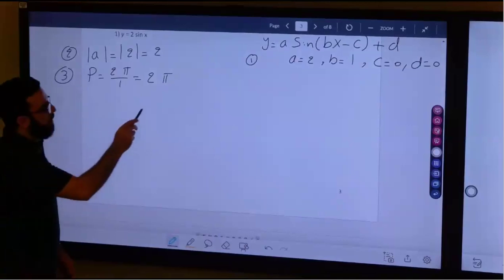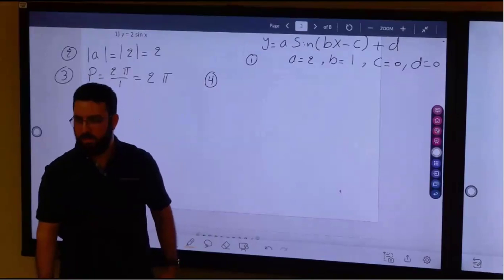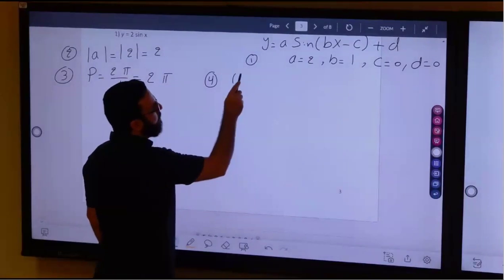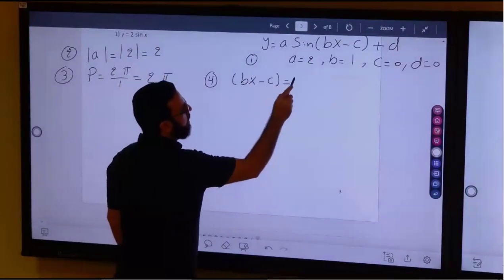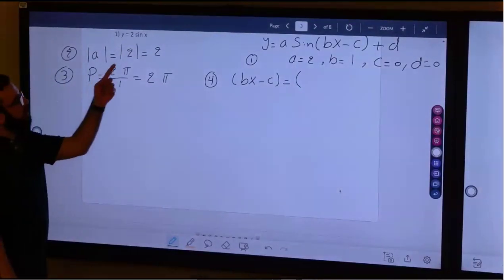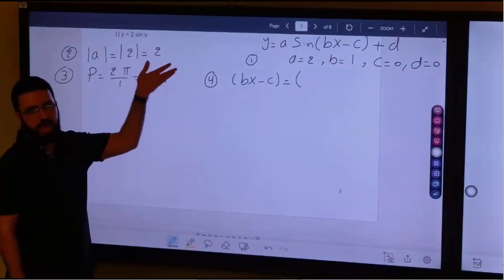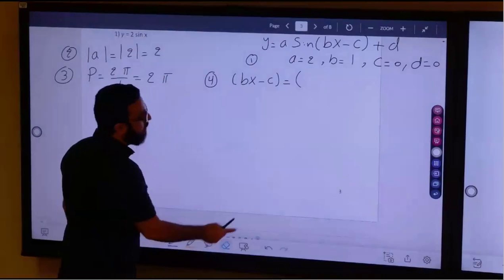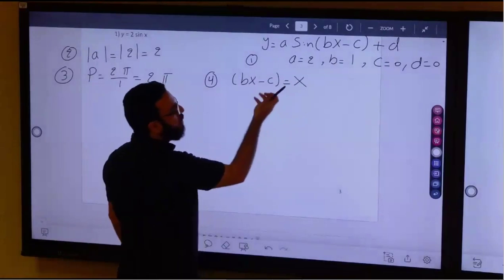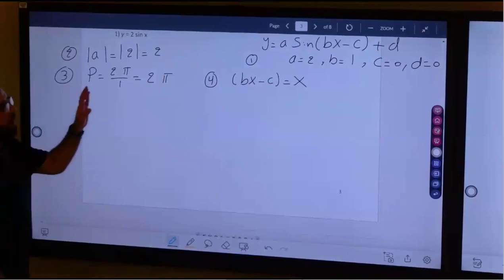Step 4 is what? We're not going to use this one, but bx minus c equals what? What does bx minus c give? Just the x, which is 1x. So this is the basis. I'm going to type just 1x, and I'm telling you, you're going to use this one. You got it?